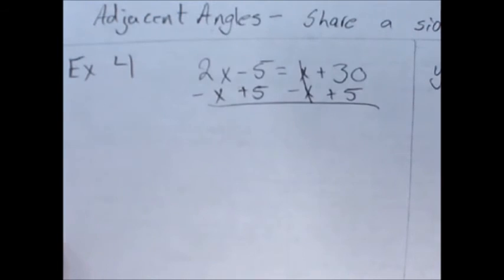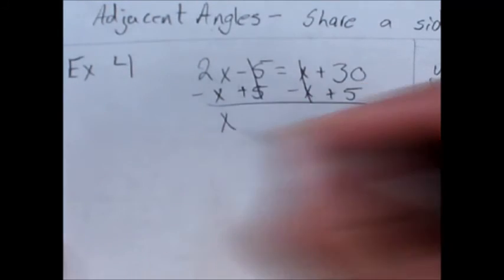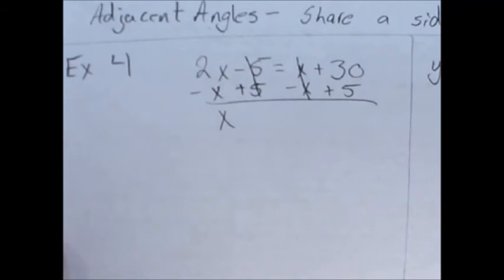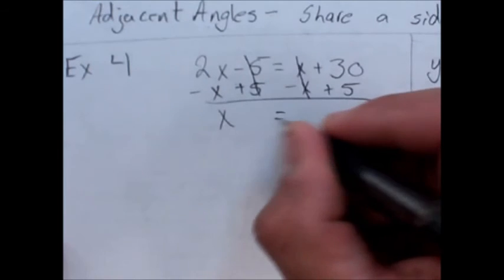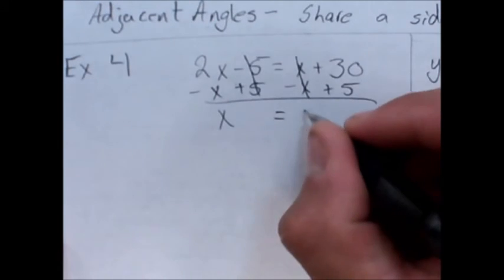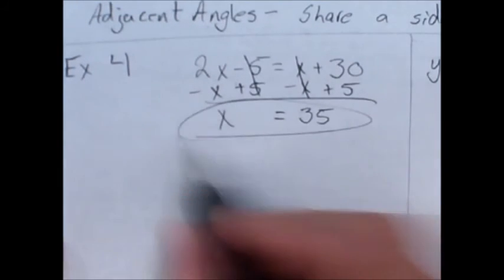Those cancel. I have a negative 5 and a positive 5. Those cancel. That was the whole point. So 2 minus 1 is just 1x. I don't need to write the 1 in front of it. I'm just going to leave it as x. 35 will be the answer to this particular x problem.